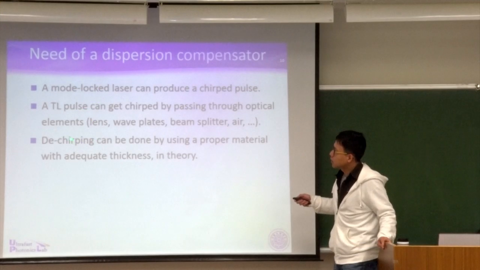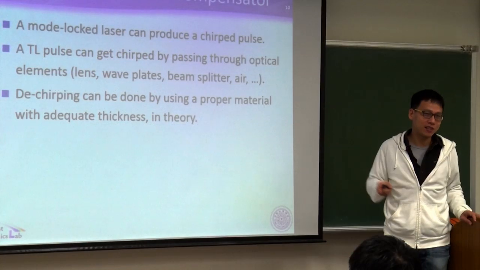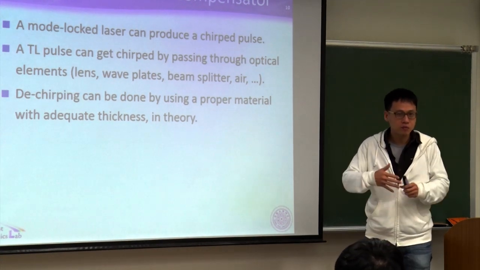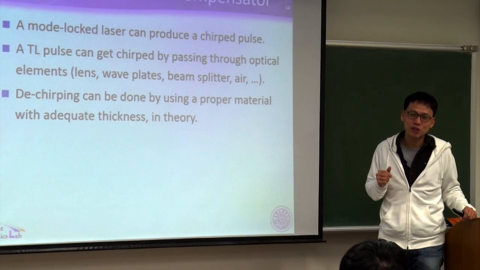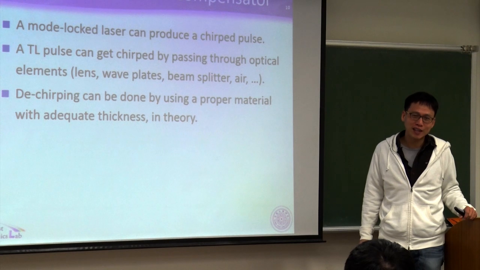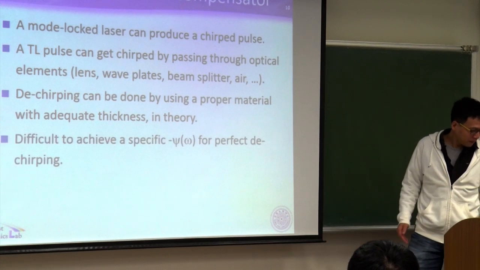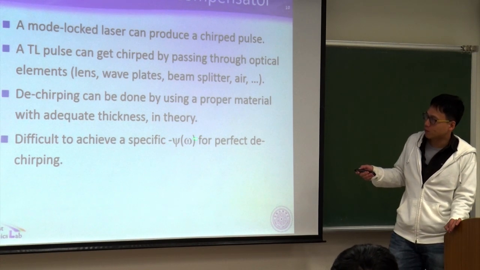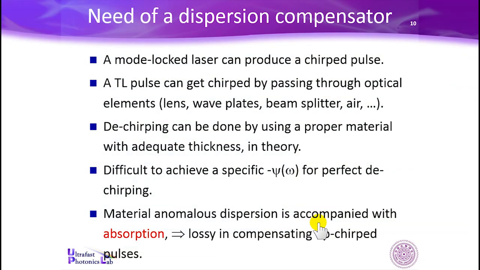And in theory, dechirping can be done by using a proper material of adequate thickness, right? In this lesson, we analyzed the formulas of material dispersion. So maybe if you have some chirped pulse, if you know the chirp, you can find some suitable material with adequate thickness, and you can do dispersion compensation. But this seems not a very good idea, right? It's a case-by-case solution. Sometimes you can never find a suitable material for your spectral chirp, right? So that's the issue I mentioned here. It's difficult to achieve a specific complementary spectral phase function for perfect dechirping, if you want to use material dispersion.